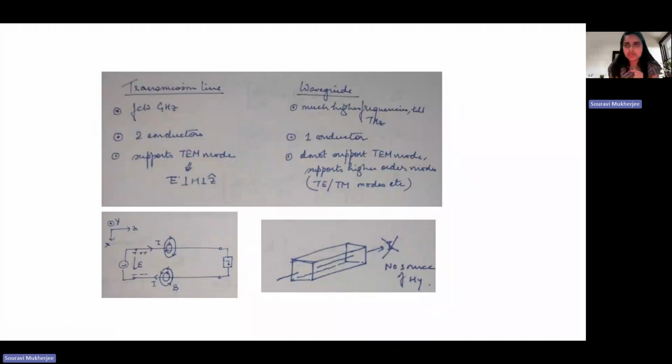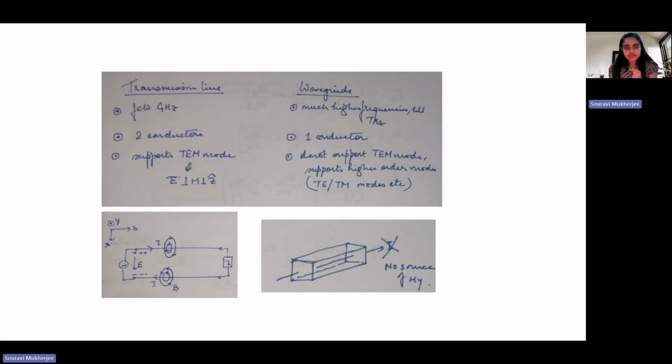Okay, that's typically true when we talk about transmission in free space, right? The electric and the magnetic fields are perpendicular to the direction of propagation, and that's the TEM mode, and that is supported in a transmission line. Okay, but then how does the waveguide differ from a transmission line?